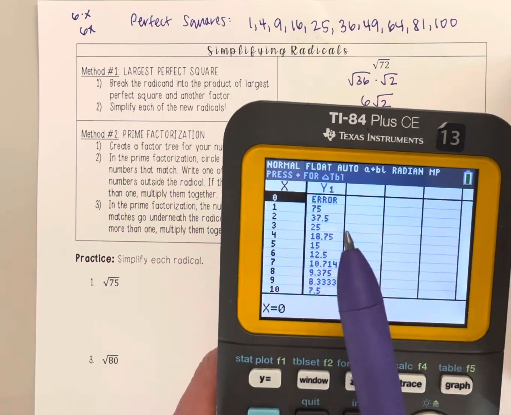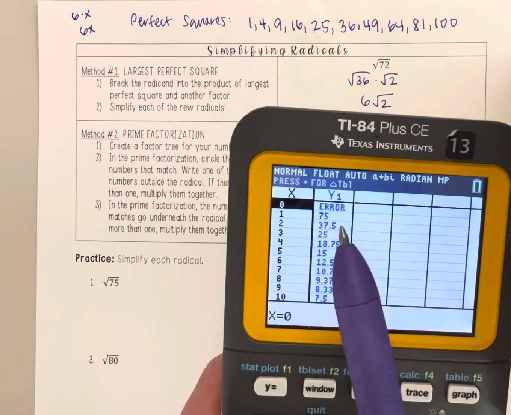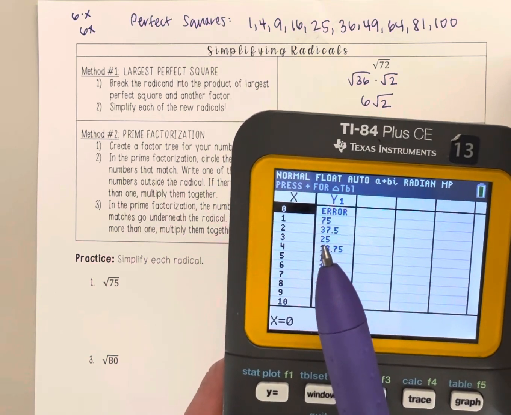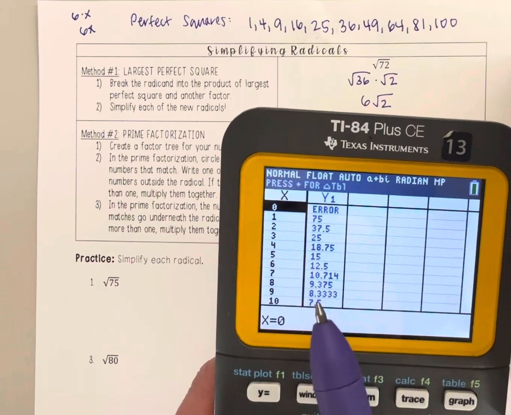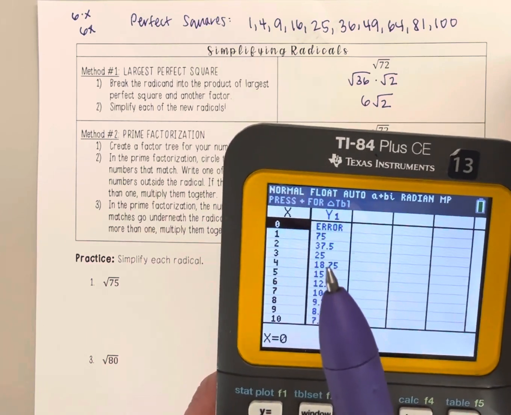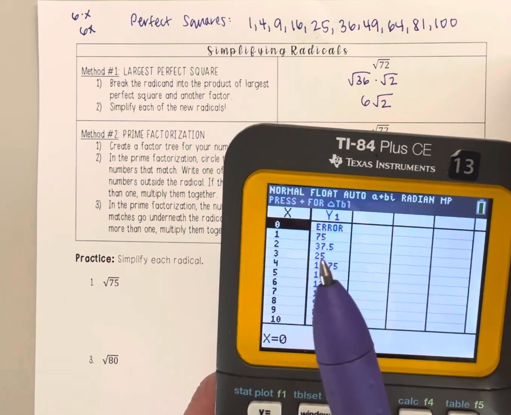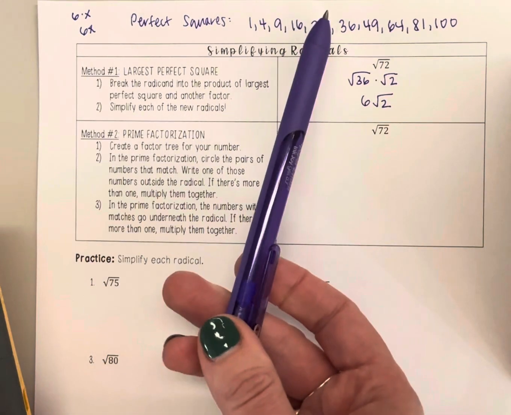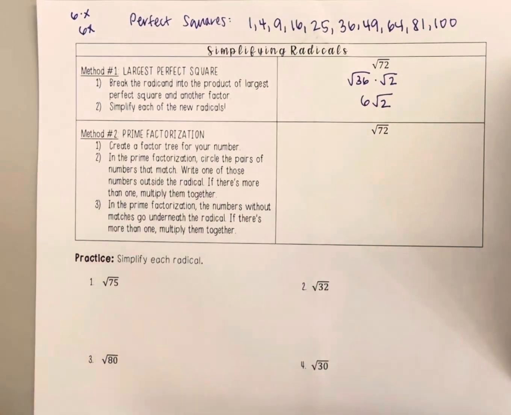So you got 75 and 1. This is a decimal, so we won't use that. 25 and 3. 25 is looking like a big number. It's the next largest number on this table. So 25 and 3. 25 is a perfect square. 25 is on our list. So you're looking for a number off the list.